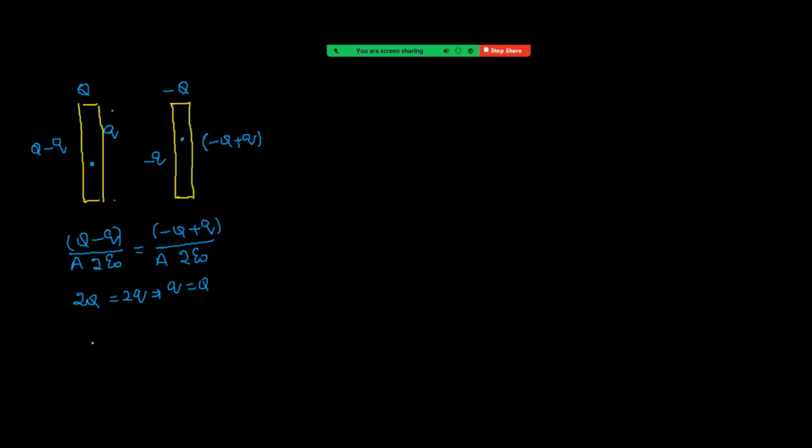Okay. That means the charge distribution finally, we got q value Q. It is Q and this is minus Q. Since the total charge is constant, this is 0 and this also 0.